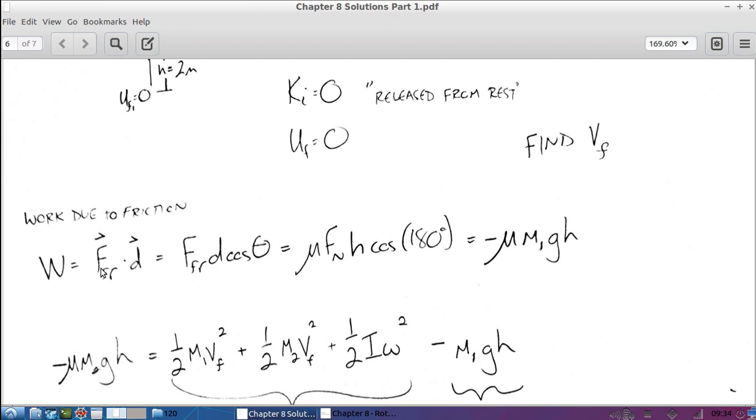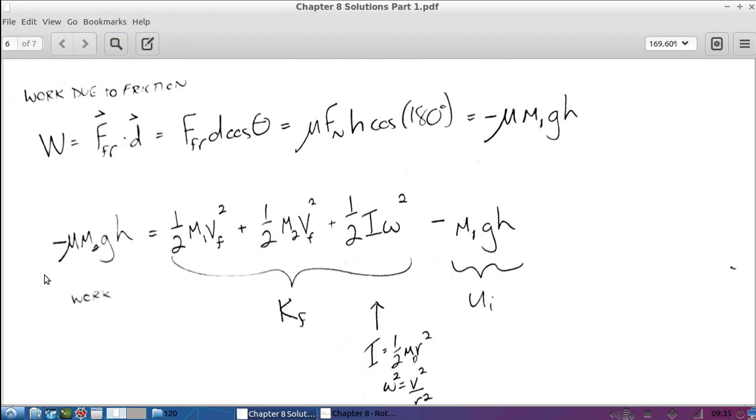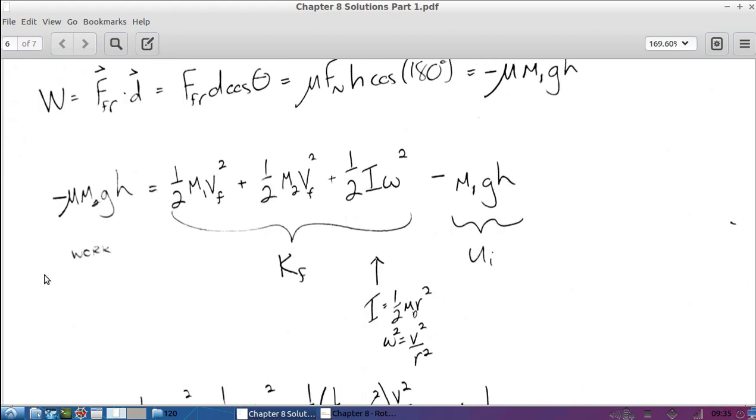What's the angle between the frictional force vector and the displacement vector? It's 180. Cosine of 180 is -1. Again, the frictional force is doing negative work. Right, so it's taking energy out of the system. Energy is being taken out of the system in the form of friction.